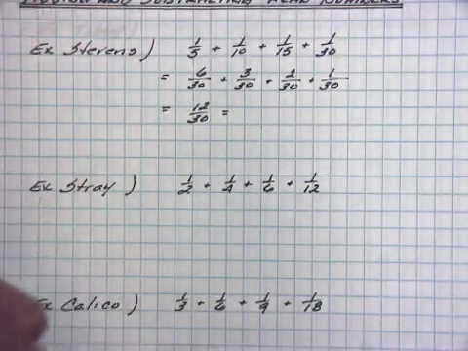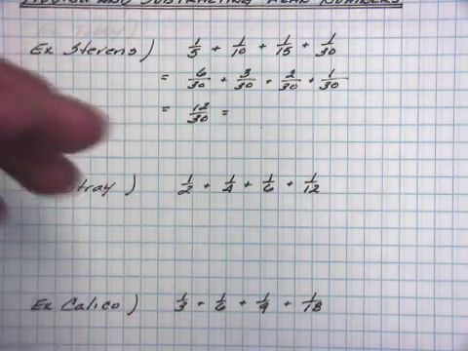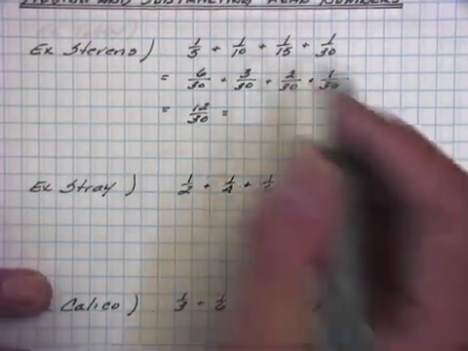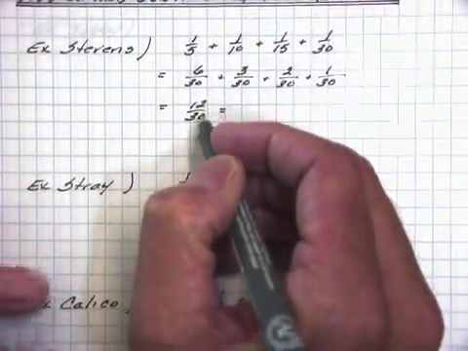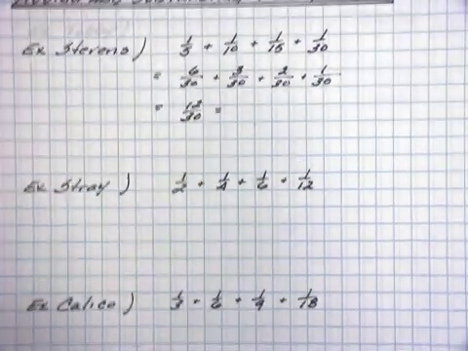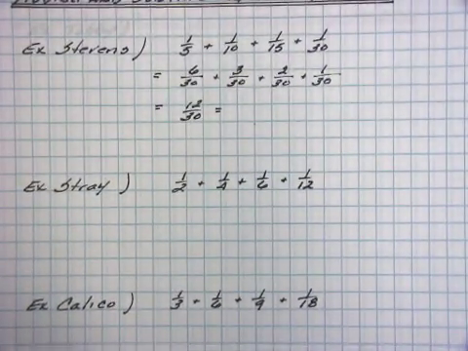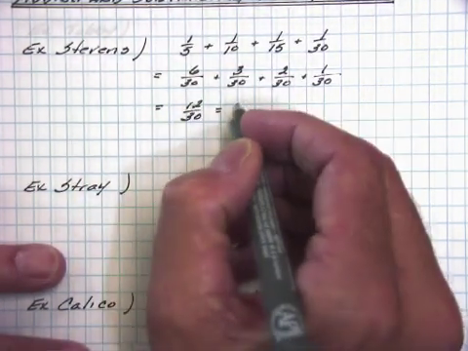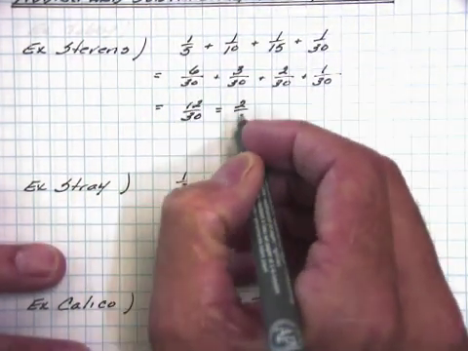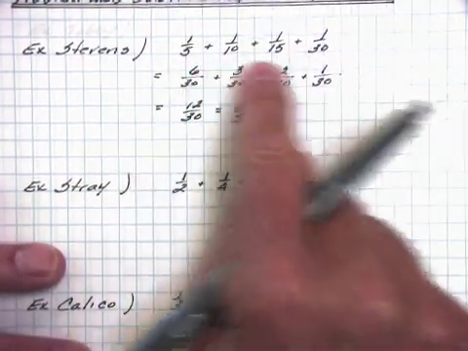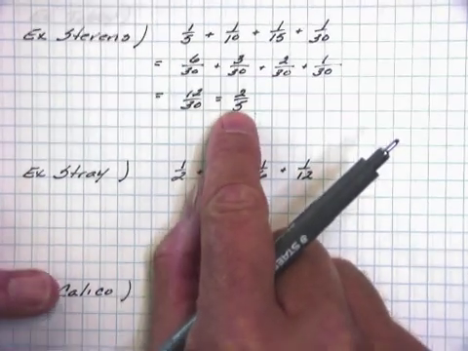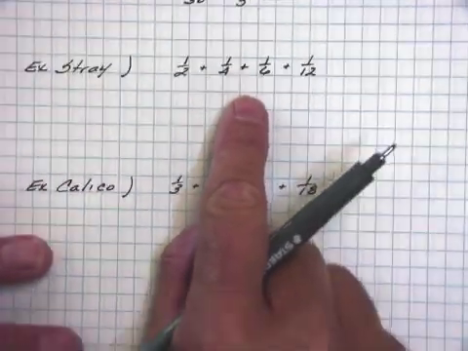And then remember, if you have a fraction that can be written in smaller numbers, reduced, we call it reducing them, then you should do that. 12 and 30 are both divisible by, did you get 6? 12 divided by 6 is 2, and 30 divided by 6 is 5. So this expression is equivalent to 2/5.